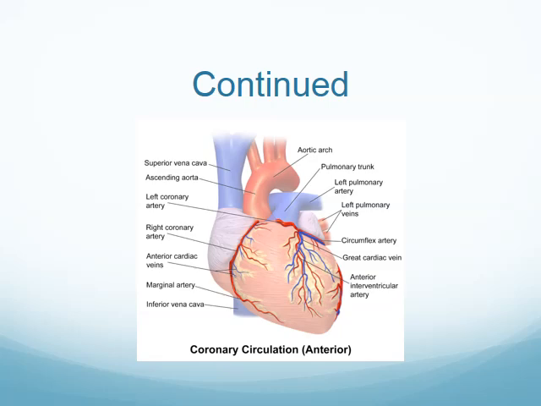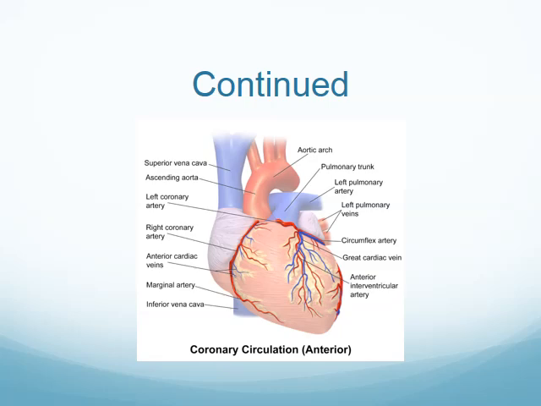The left main branches off into the left anterior descending artery, which I'm not seeing identified on this picture, but this one right here. You have a circumflex artery that branches off and usually supplies the lateral side of the left ventricle. Remember that this is in the average person. People's coronary circulation can vary, so you do have variation from person to person in which coronary artery supplies what part of the heart.